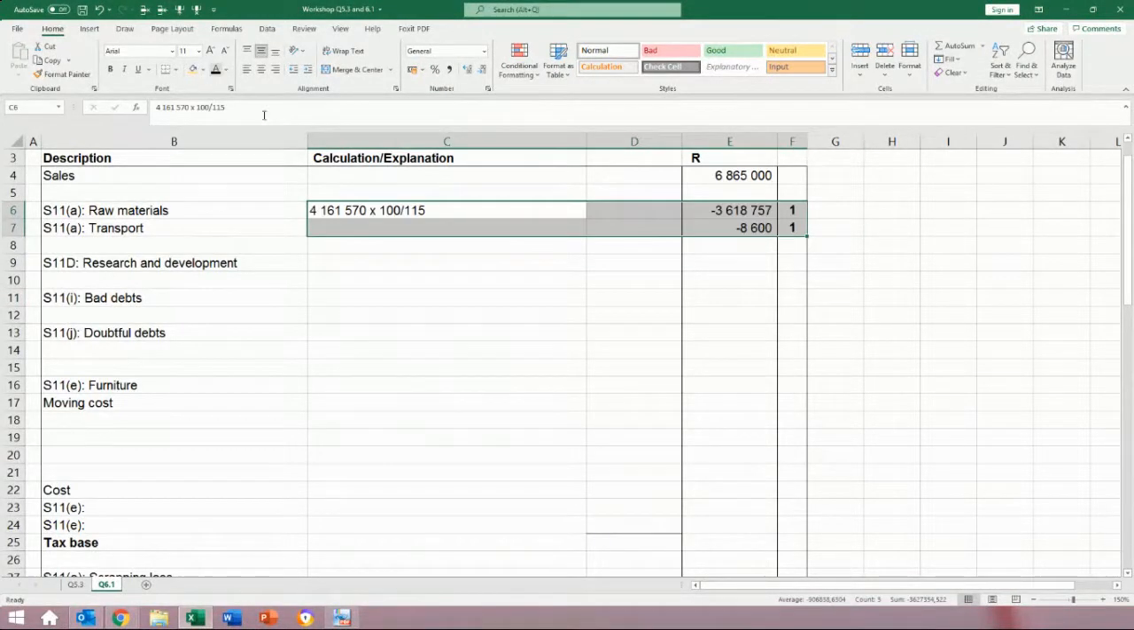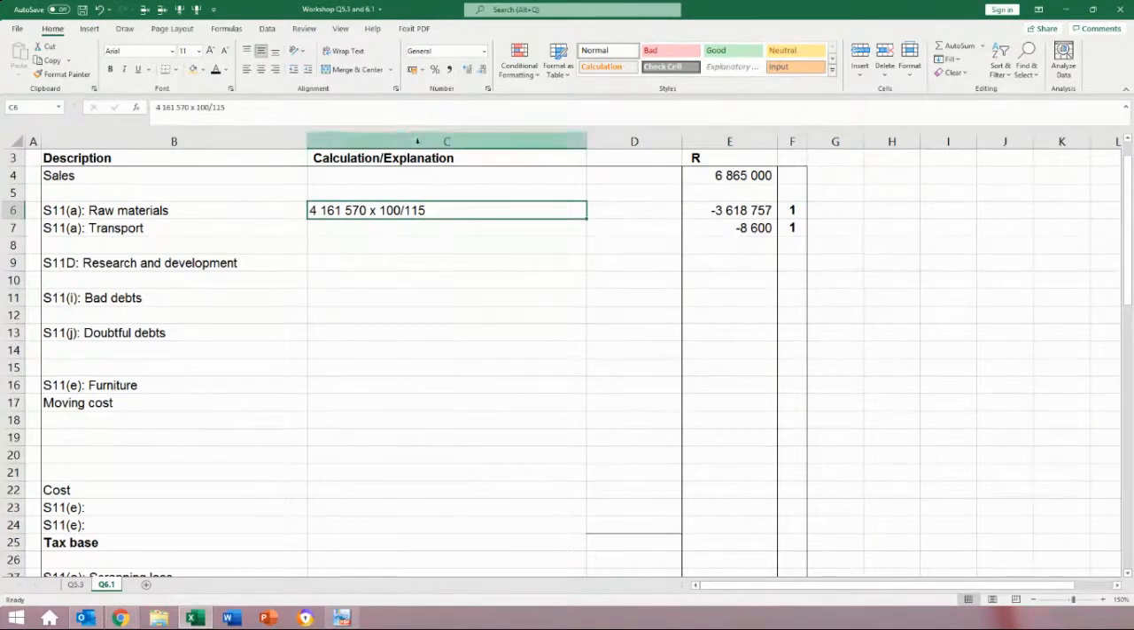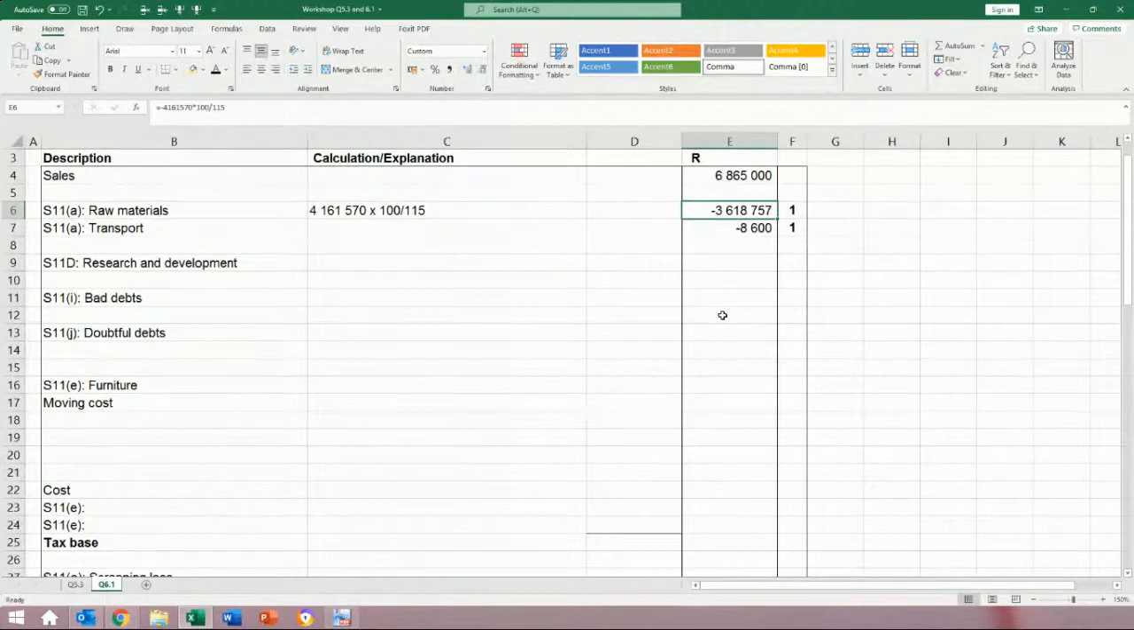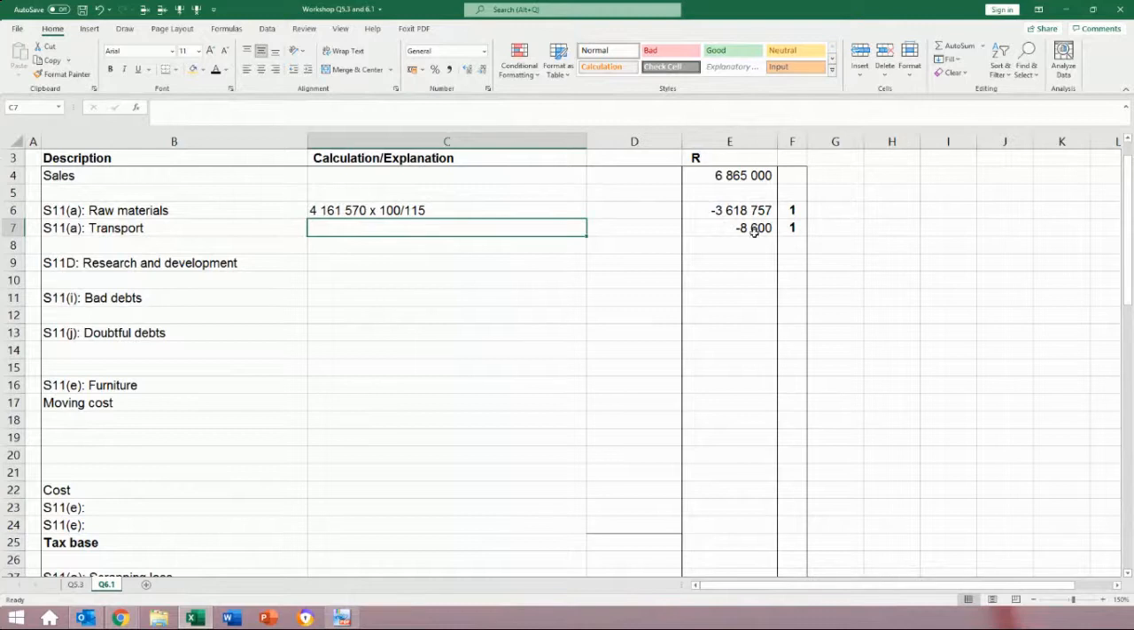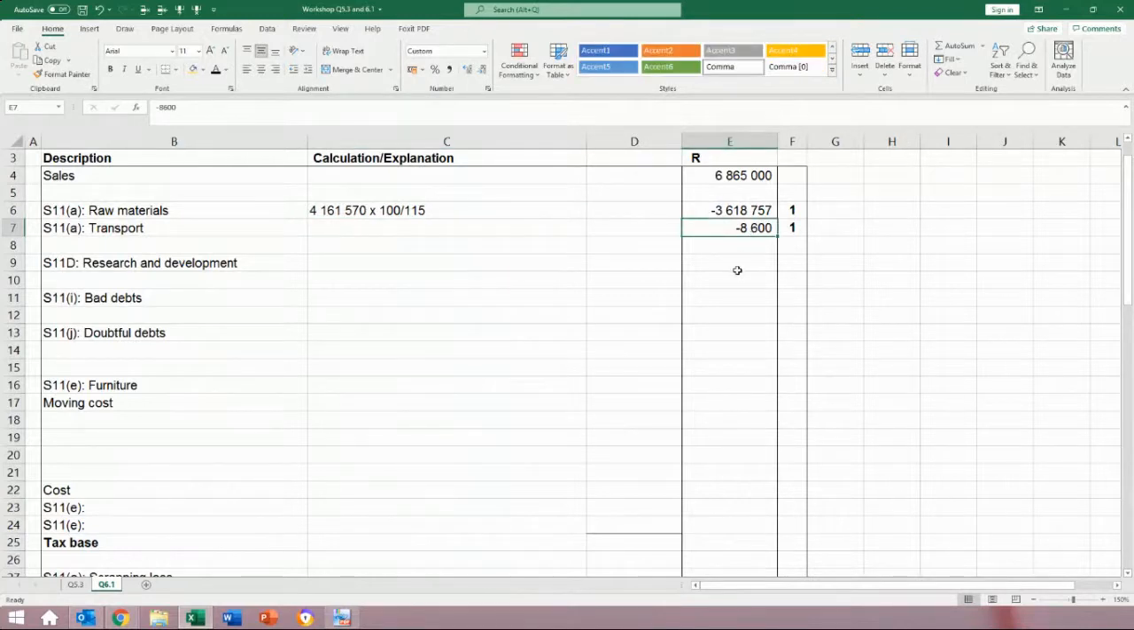So the first one you would do is the raw materials. We are excluding the VAT, so we multiply by 100 over 115, or you can divide by 1.15, and you would get the amount. Then you deduct that amount from the income, so it's a negative amount. And then your transport, because it was shown separately, that amount is exclusive of VAT, so you would just capture the full amount of 8,600 in your calculation.